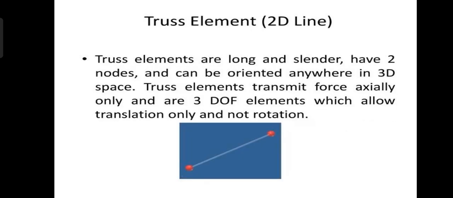Truss element, that is a 2D line. The truss elements are long and slender, have two nodes, and can be oriented anywhere in 3D space. Truss elements transmit force axially only and are 3 DOF elements which allow translation only and not rotation. Here in the figure we can see the 2D line.